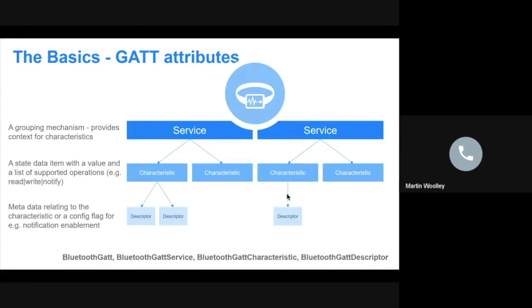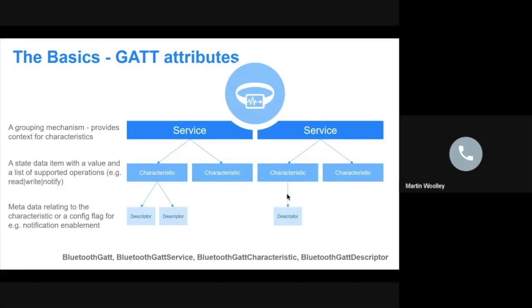Now, sitting below characteristics at the third layer are descriptors, which are completely optional. So some characteristics have them and many do not. They allow us to do things like switch on or off those notifications that I just mentioned, or they provide metadata that further describes the characteristic they're associated with. And as you can see, you've got a bunch of classes in the Android APIs that represent these attribute types, and there's something called Bluetooth GATT, which gives you control over the various operations.